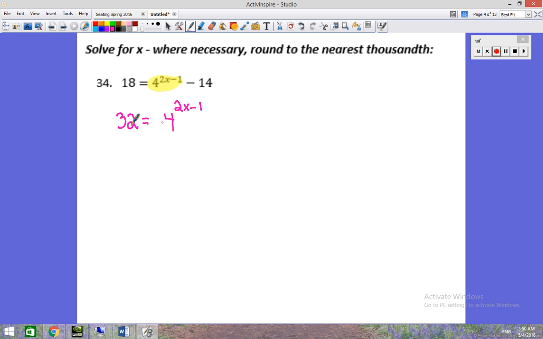Now, in this problem, we can rewrite each base as some power of 2. 2 squared is 4, and 2 to the 5th power is 32. So you may have to do some scratch work to recognize that.